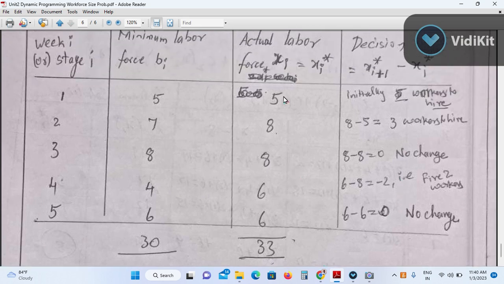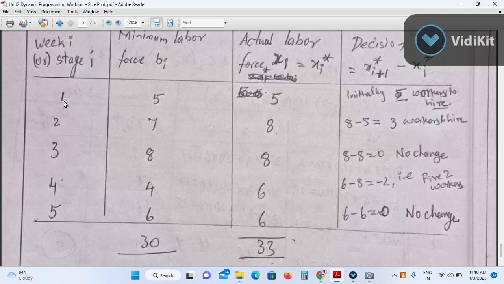All these things we will put in the final conclusion table. So here, 5, 8, 8, 6, 6. This is given by the actual labor force, that is xi asterisk. Now what is the decision you are going to take? Maybe you can compute here, that also you can compute, but I'll go here first. I want to talk about the decision. Which decision are you taking?